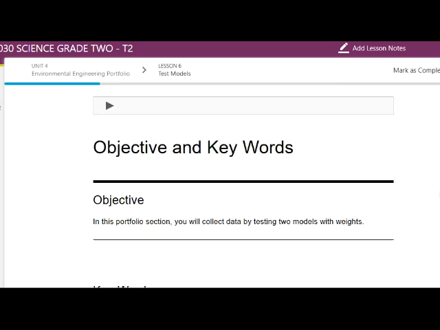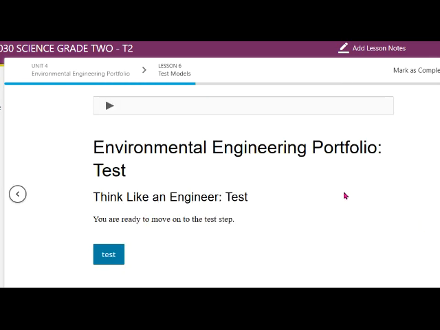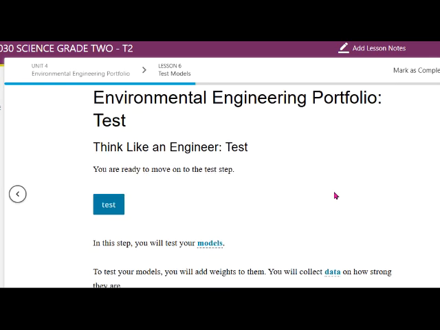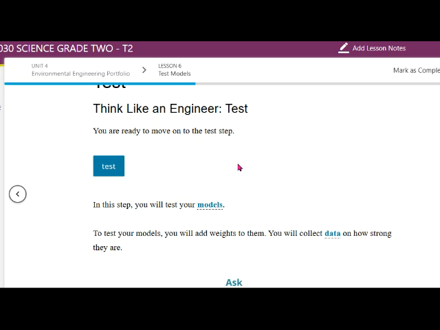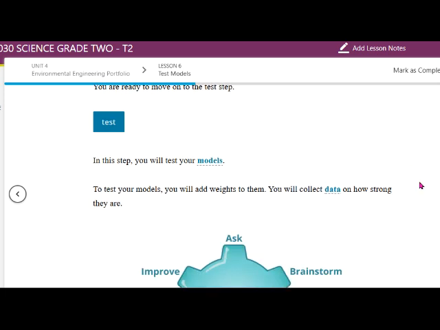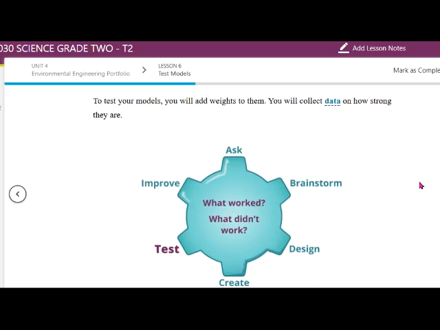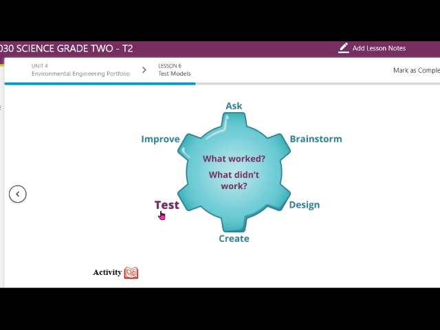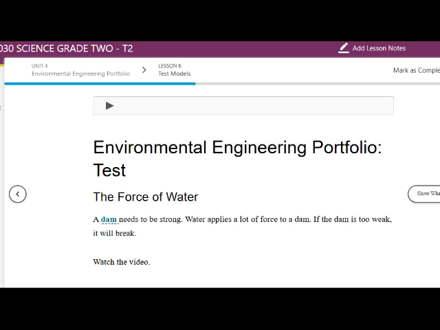All right, so let's test our models. You are ready to move on to the next step, which is test. In this step, you will test your models. To test your models, you will add weights to them. You will collect data on how strong they are. Look, we're almost done. Test, and then one more step before we finish.